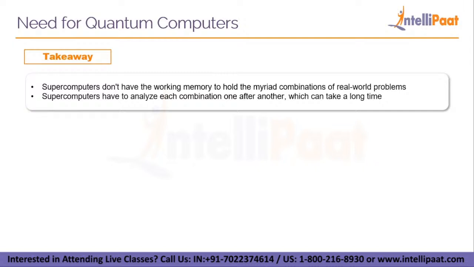that are out there. So, one more takeaway is supercomputers have to analyze each combination one after the other, which can take a long time. This type of problem is called an optimization problem. Another problem that classical computers cannot solve is simulating chemical molecules in the field of chemistry.